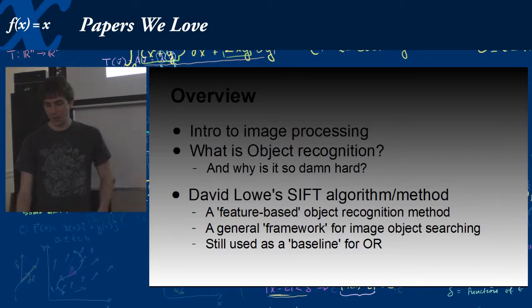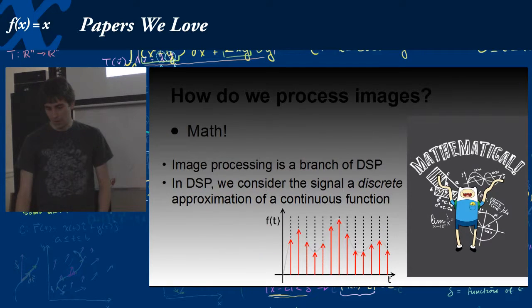Who knows? Also, I'm going to talk a little bit more in depth on why object recognition is so hard. We know it's hard, but specifically why it's hard, and identifying exact reasoning, I think, is how David Lowe was able to get to a good solution. So it's a good idea to look at a problem systematically in that way. So, start with an overview.